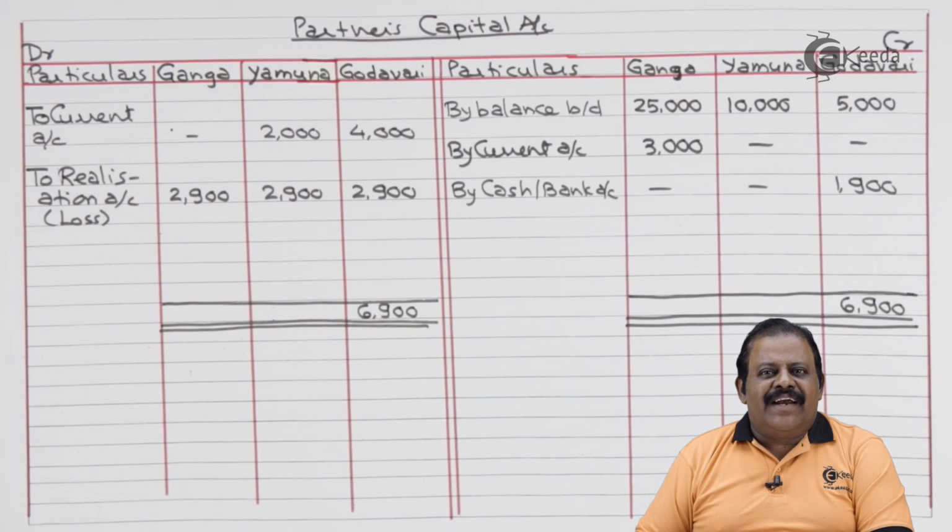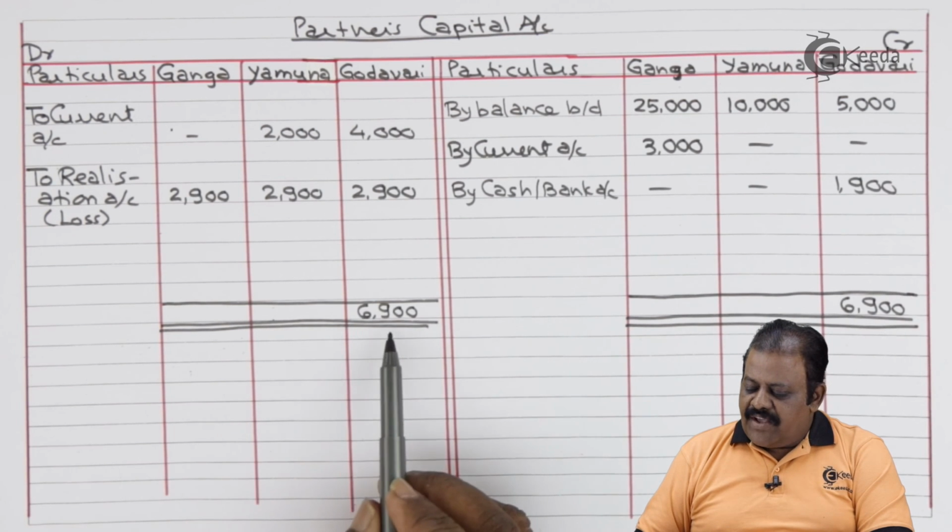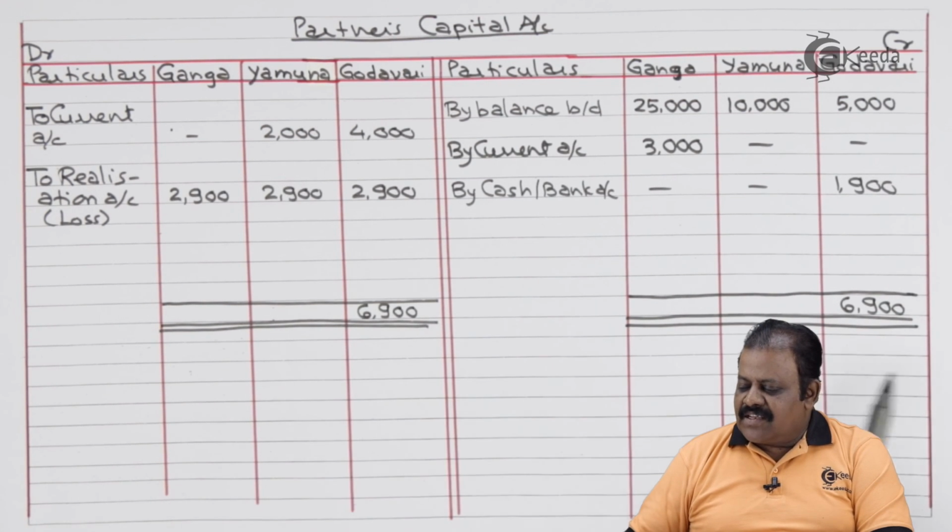Student, here we should not get confused. If partner has become insolvent, it means there must be deficiency in his account. That should not be the rule. Here, whatever facts given in the question, we are coming across a situation where there is no deficiency because debit as well as credit is same. Godavari's capital account got closed. Now we shall close other partners' capital accounts.